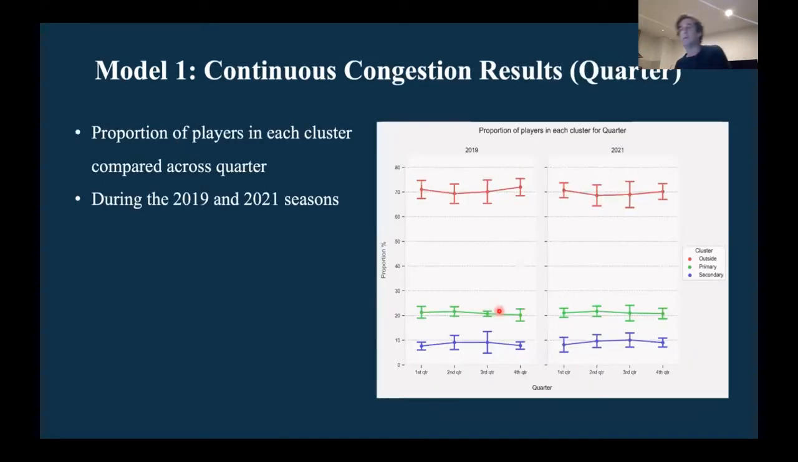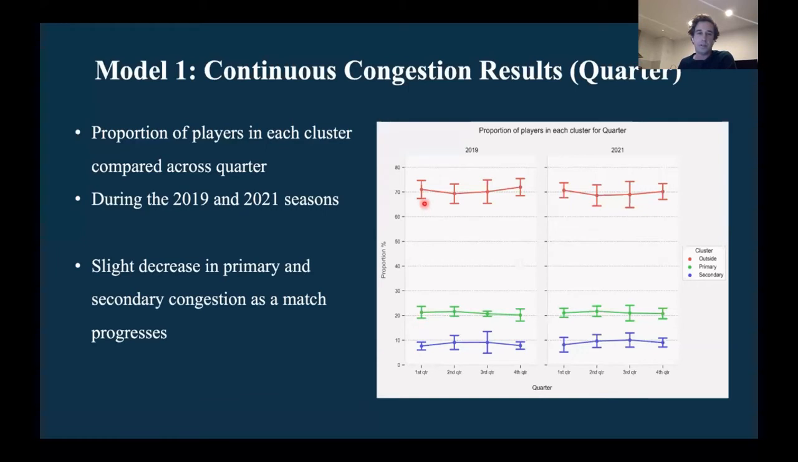And finally, when we're looking at each quarter within a match, the proportion of players within primary congestion slightly decreases, and the outside congestion slightly increases.